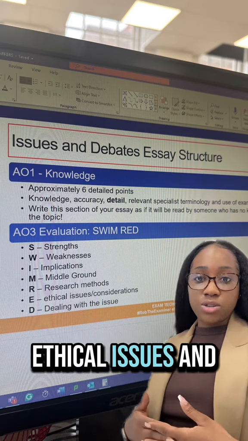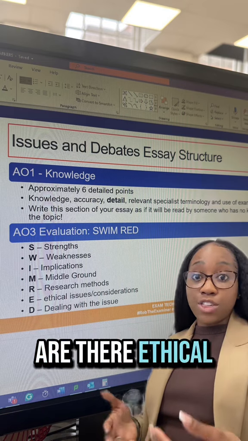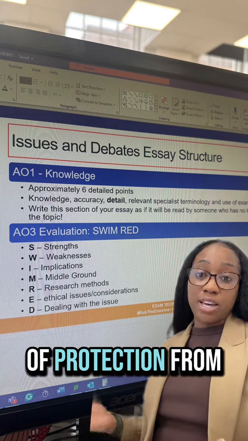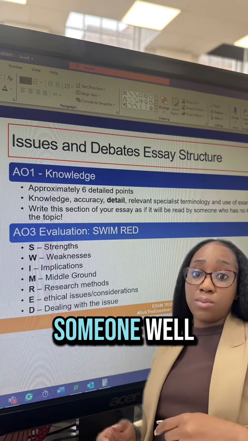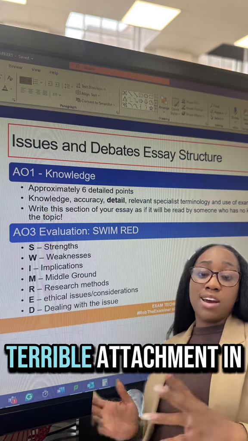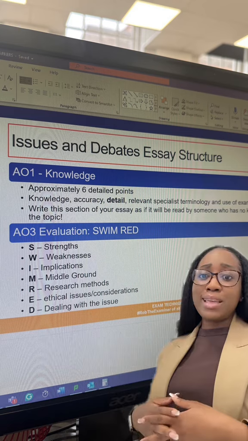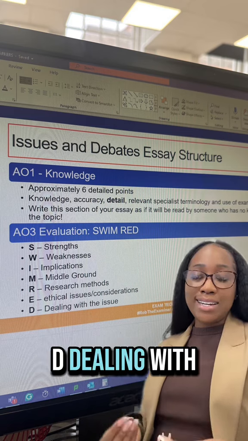Then we've got ethical issues and considerations. Are there ethical issues with taking a purely deterministic approach? Perhaps there might be a lack of protection from psychological harm if you're saying to someone, well, you are determined to have a terrible attachment in the future based on your first attachment. Just an example. And then finally, D, dealing with the issue.